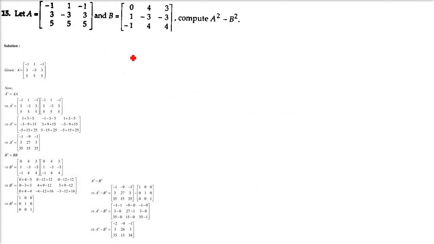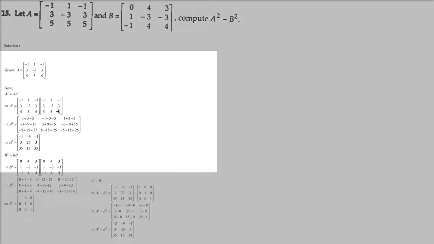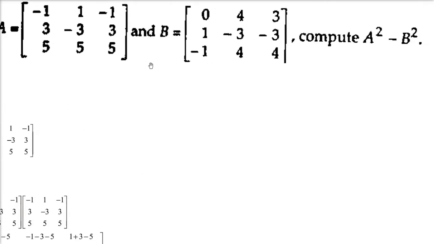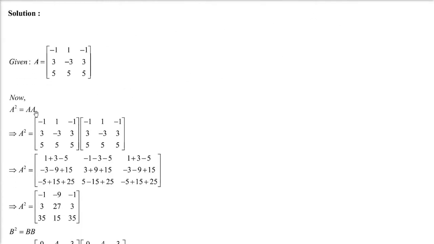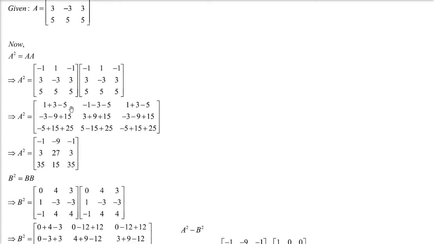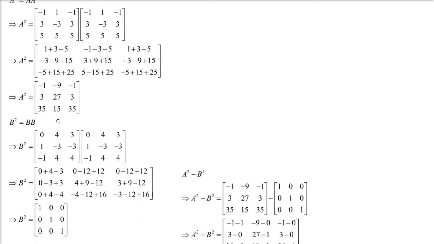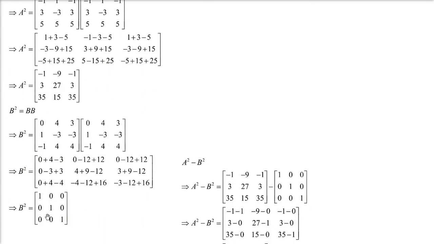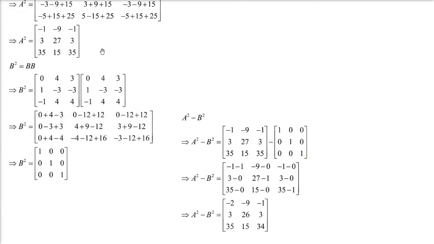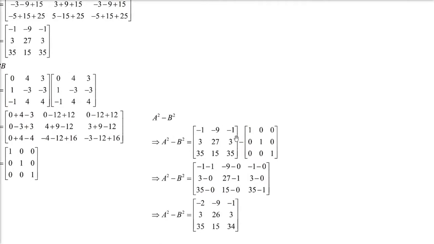A and B. So what you have to do? Multiply A with A. Then multiply B with B and subtract it. So A into A you have to do. This is A square, A dot A. Then you have B square, that is B dot B. B square you will get. Now A square minus B square is what you got first. A square and B square, you just have to subtract it. The final answer you can see here.